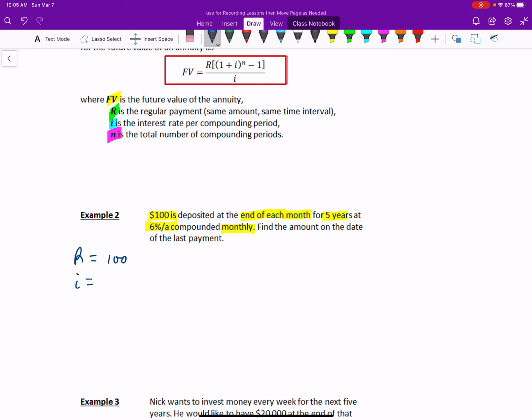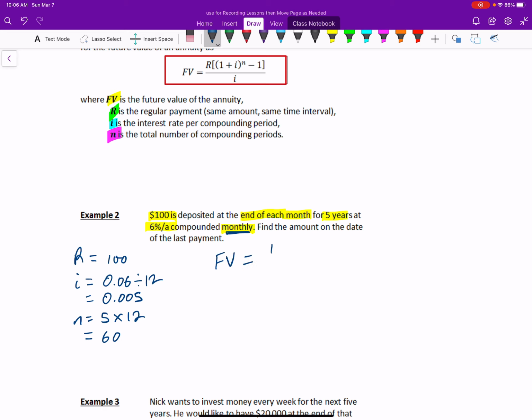I calculate I the same way as I do for compound interest and present value. I take my annual amount and divide it by the number of periods per year. So monthly is 12 per year. So that becomes 0.005. N is where I take the number of years and multiply it by the number of periods per year. So 5 times 12 means 60. It just means if I invest $100 a month for 5 years, I'm going to invest $100 60 times. And that's all I need. Those are the only things I need to get the future value.